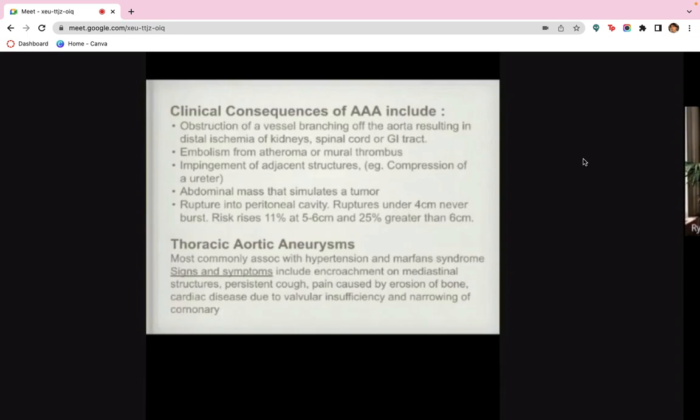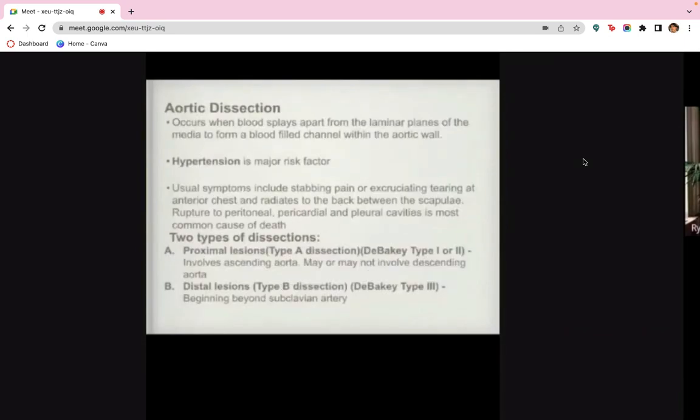in the peritoneal cavity. And then we have your thoracic aortic aneurysm, which is commonly associated with hypertension and your Marfan syndrome. So your signs and symptoms include persistent cough, pain caused by erosion of the bone, cardiac disease due to valvular insufficiency, and narrowing of your coronary area.